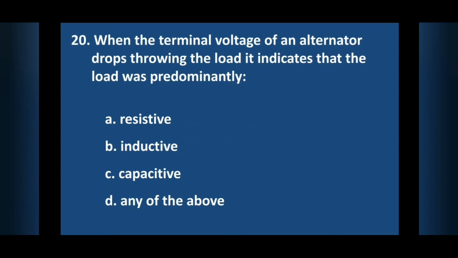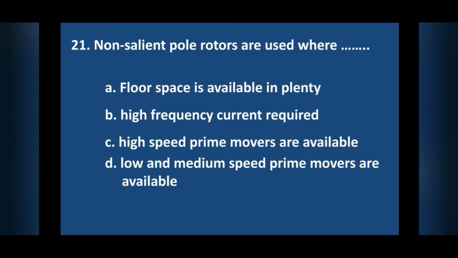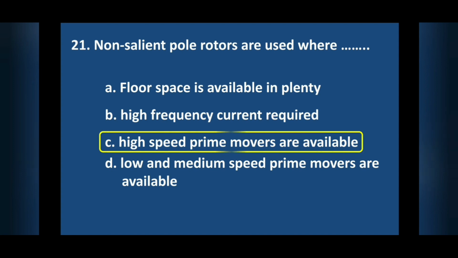Question number 20. When the terminal voltage of an alternator drops, throwing the load, it indicates that the load has predominantly. Answer is option B, inductive. Question number 21. Non-salient pole rotors are used where dash. Answer is option C. High-speed prime movers are available.